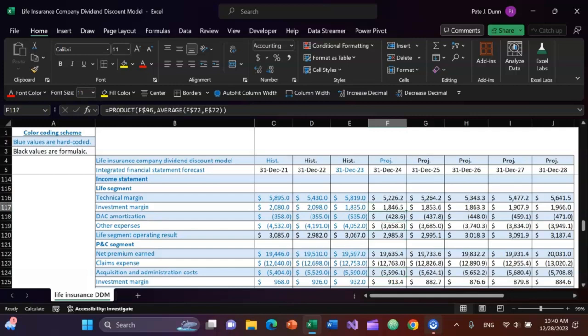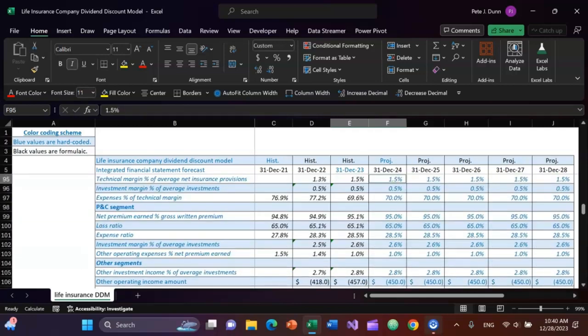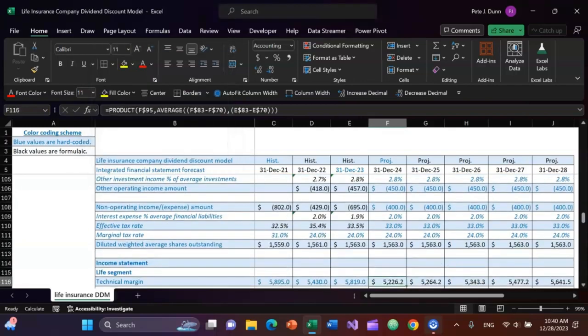Now moving down to the income statement itself. The technical margin for the life insurance business is forecasted as follows. It references row 95. So it's a product of the assumption shown earlier times the average of this period and last period's balances in row 83 minus 70.